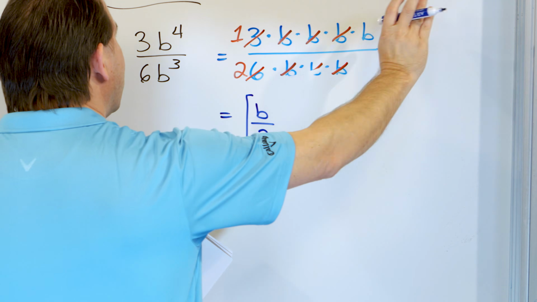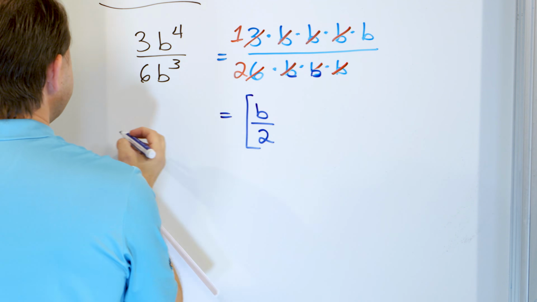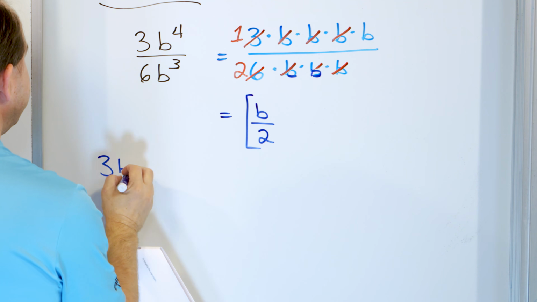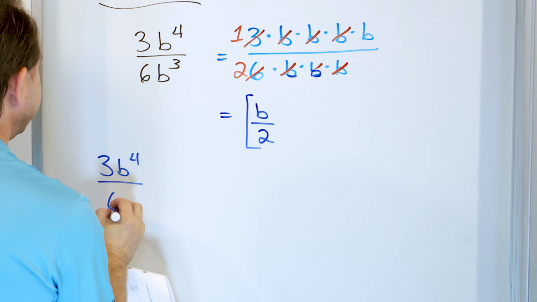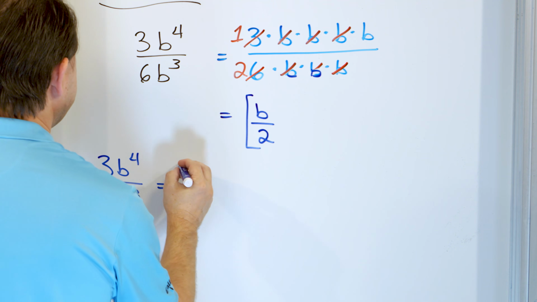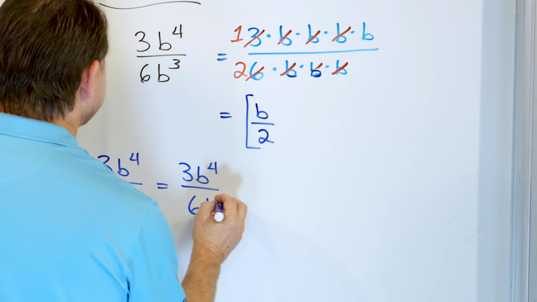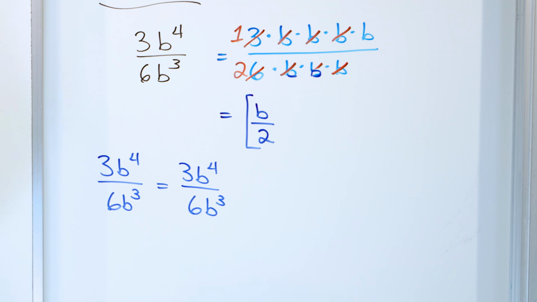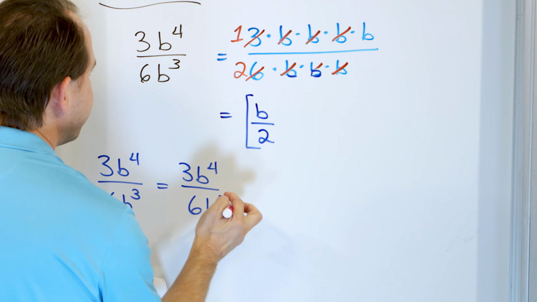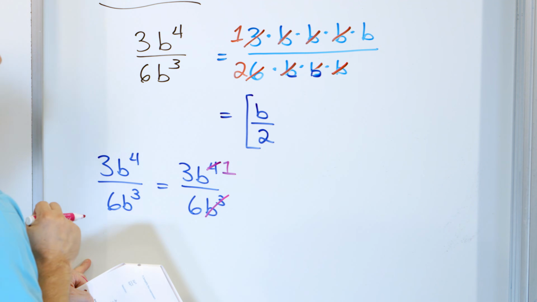Now, if you don't write it all out the way we've done it here, whoops, it looks like I messed it up, sorry about that. If you don't write it all out, 3b to the 4th power over 6b to the 3rd power. Let me rewrite it. 3b to the 4th, 6b to the 3rd. Let me show you how I would mark it up on my paper. I would say I have 3 b's on the bottom. All 3 of them are going to cancel with 3 of them here, leaving behind only 1 b.